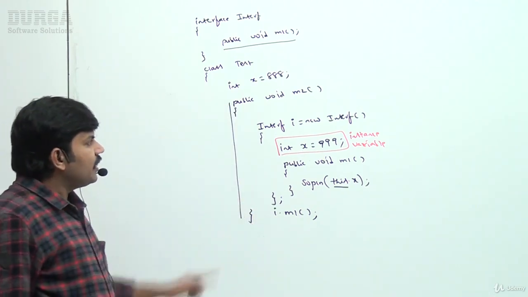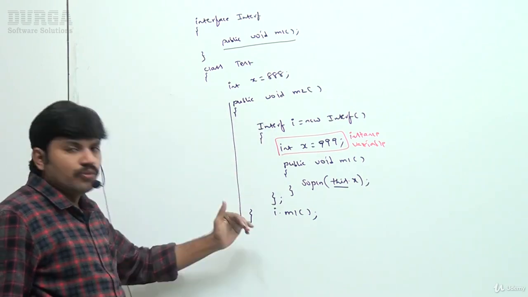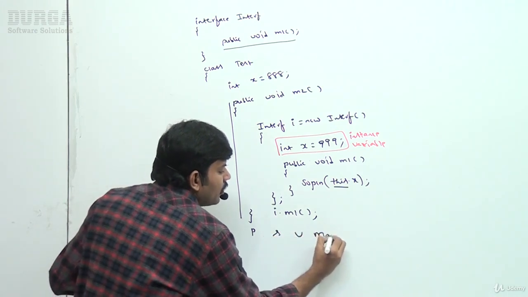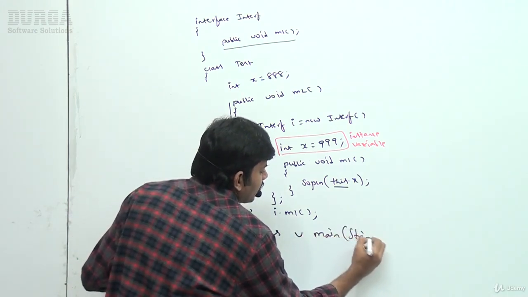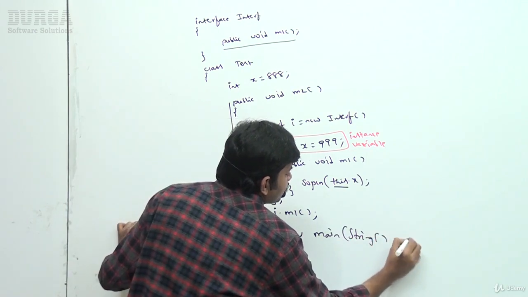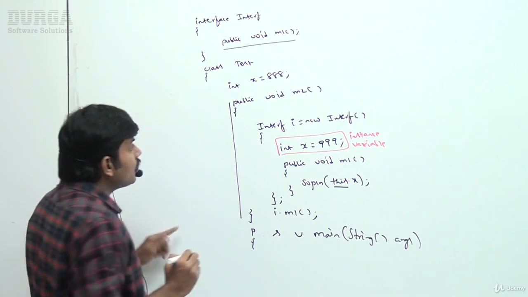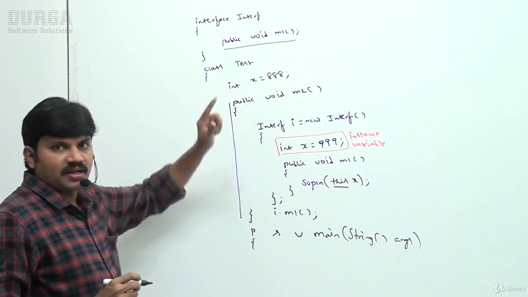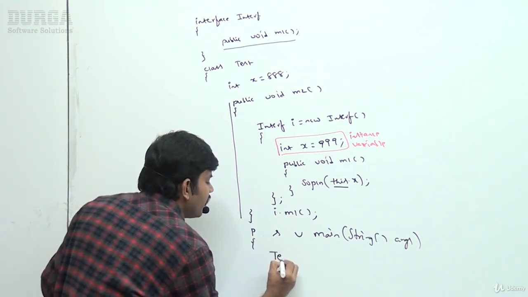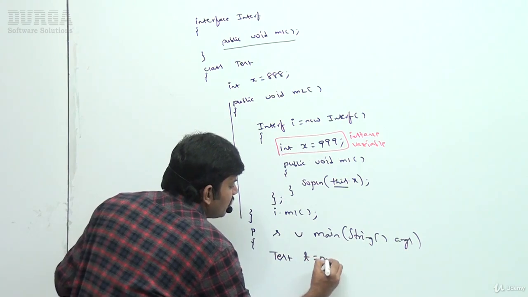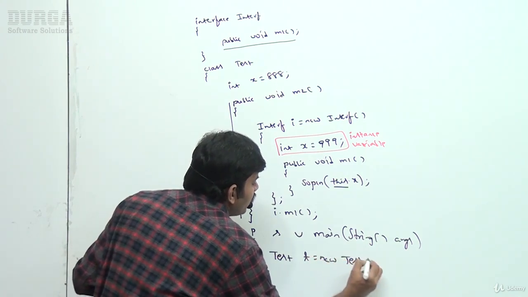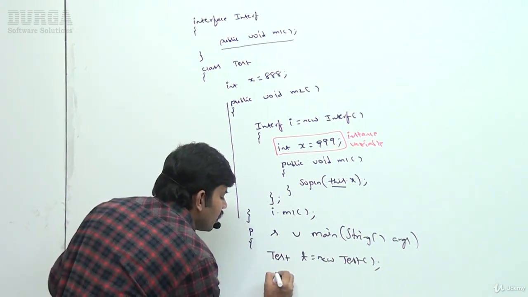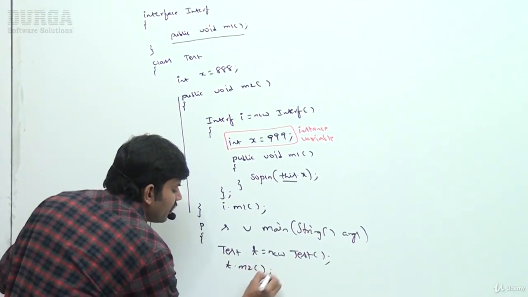Next, how can I call the m2 method? Here, public static void main, taking String array args. If you want to call the m2 method, it is an instance method of the Test class, so a Test object is compulsory. Test t is equal to new Test. Then t.m2.